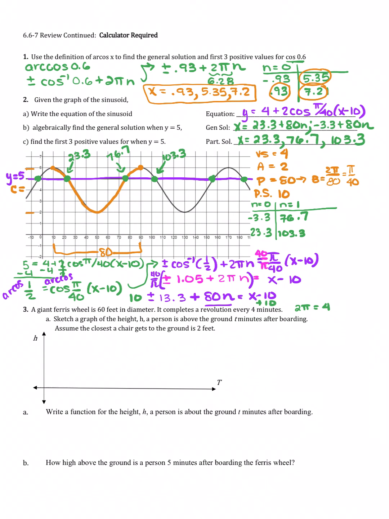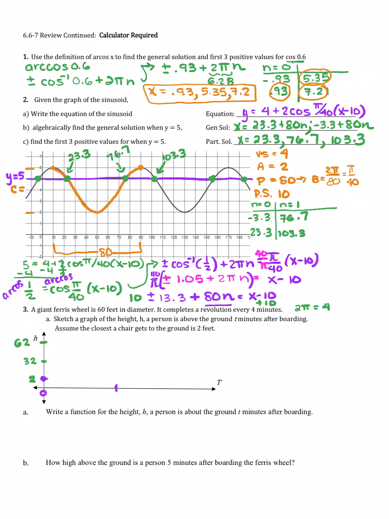Assume the closest a chair gets to the ground is 2, because otherwise you die. So if you're starting at a height of 2, that means the highest point is going to go to 62, so that you have the full diameter of 60. Halfway between is 32. And we're going to assume that you're getting on at the low point, so that's going to be at time 0.